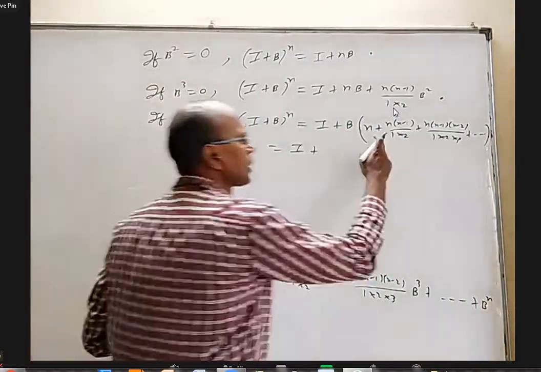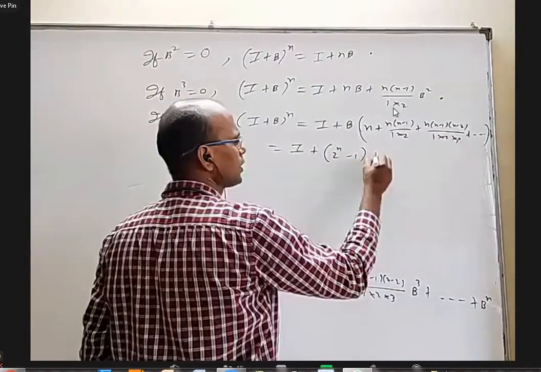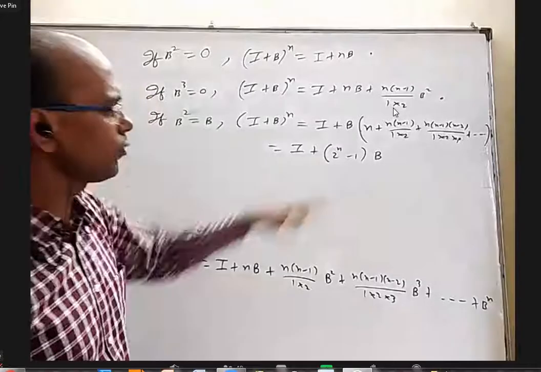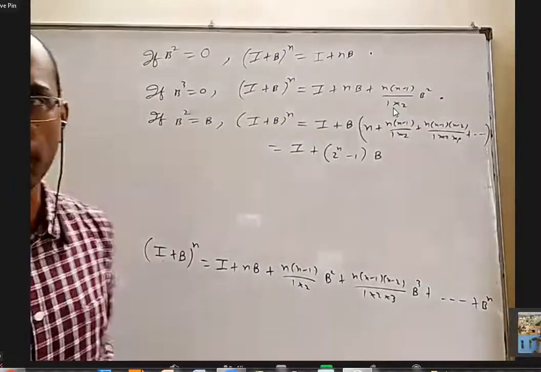Okay. But all these things when you add, you will get 2 power n minus 1 into B. Okay. How this became 2 power n minus 1, I'll explain. Don't worry. Just write it. I'll explain to some extent. Okay, sir.